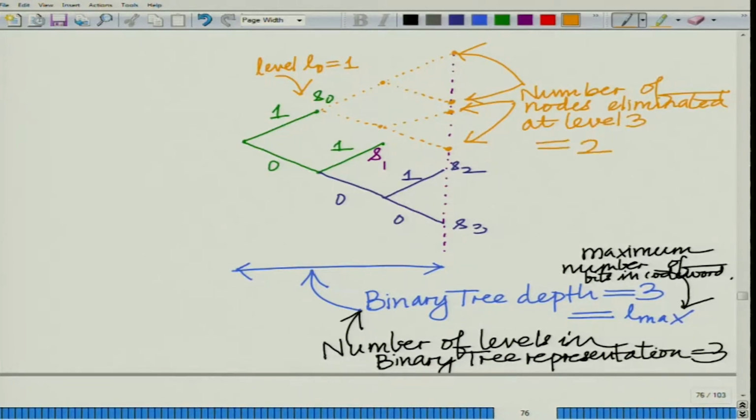equals 2 raised to L max minus Li, that is basically in this case 2 raised to 3 minus Li, that is i equal to 0. So, L naught equal to 1, 2 raised to 3 minus 1, that is 2 raised to 2 equal to 4, and this is an interesting result.